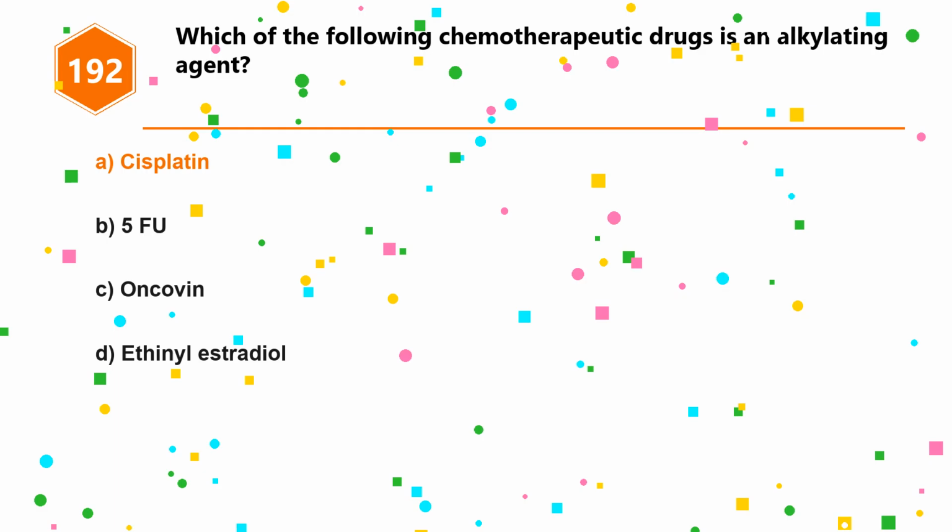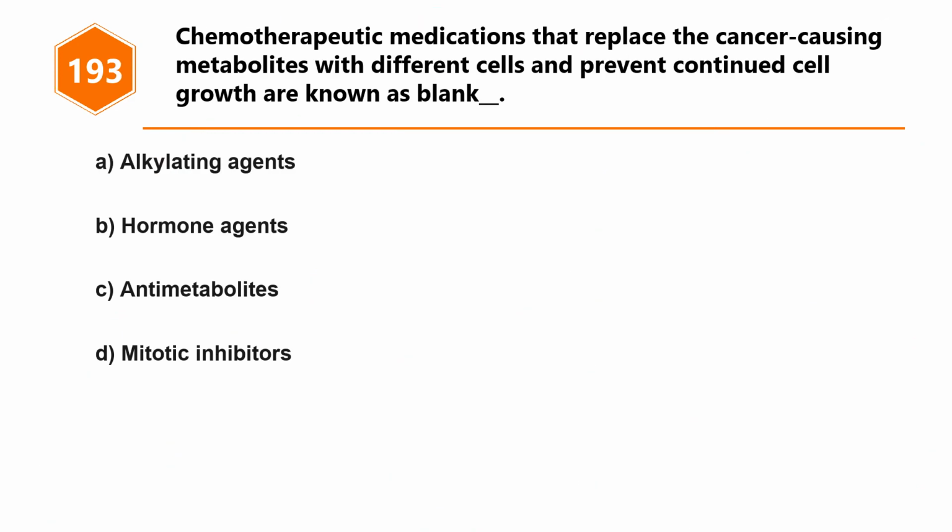The correct answer is option A. Cisplatin. Question 193. Chemotherapeutic medications that replace the cancer-causing metabolites with different cells and prevent continued cell growth are known as blank blank. Option A, alkylating agents. Option B, hormone agents. Option C, antimetabolites. Option D, mitotic inhibitors.